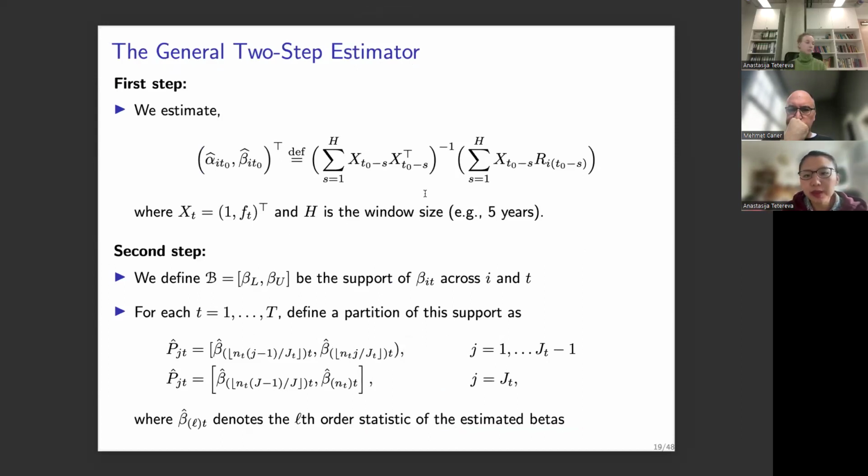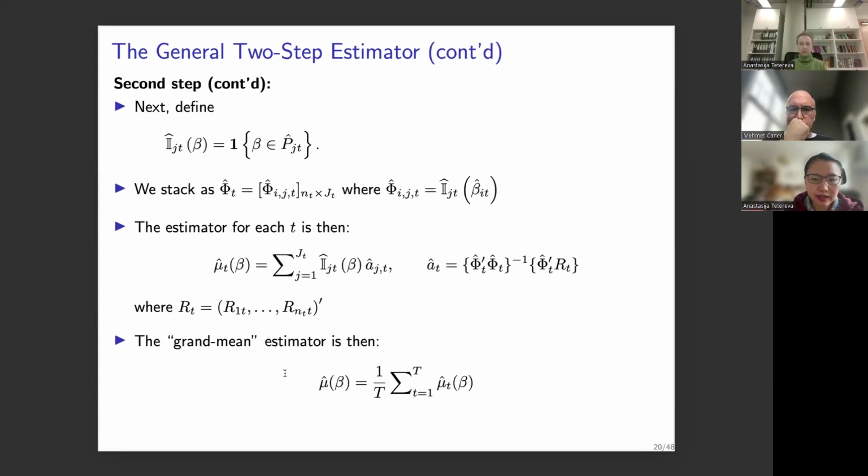Again, let me summarize a little more. First we estimate the OLS with this window size H. Second, we sort the stocks into portfolios by the order statistics. So this is our portfolio bounds, and this is how you decide your portfolio. You get the statistic of beta, and then according to the value of beta, we sort the stocks into portfolios.